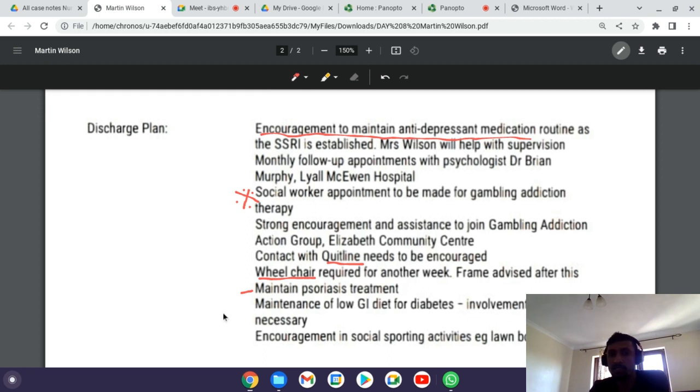Okay, so maintenance of a low GI diet for diabetes. Again, the same thing, because we know that the patient is now diagnosed with diabetes as well. So you should mention that in a separate point and club it with that information. So we can put that information with the diabetes. Okay, encouragement in social sporting activities. That's why lawn bowls is important now.